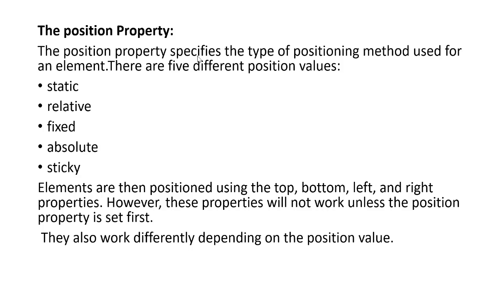The position property specifies the type of positioning method used for an element. There are five different position values: static, relative, fixed, absolute and sticky. I have already told you about relative and absolute. This is the position property which is used to give the positioning of images or any text. Elements are then positioned using the top, bottom, left or right properties. However, these properties will not work unless the position property is set first. They also work differently depending on the position value. Okay, this is all about the position property.